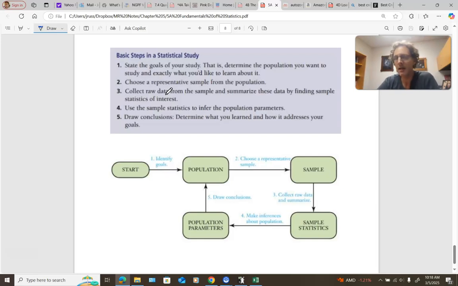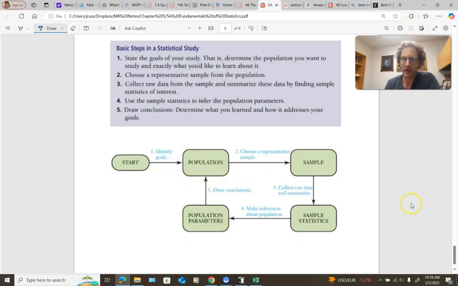These would be things like the median, the average, that we refer to as the mean. Other things like the range in the data, something called the standard deviation. And then you're going to use those sample statistics to make an inference about the population. Okay. This is the part where you let those sample statistics create a narrative for you. And then you're going to draw conclusions and determine what you learned and how it addresses your goals. Okay. And then there's a little flow chart here if you want to look at it.